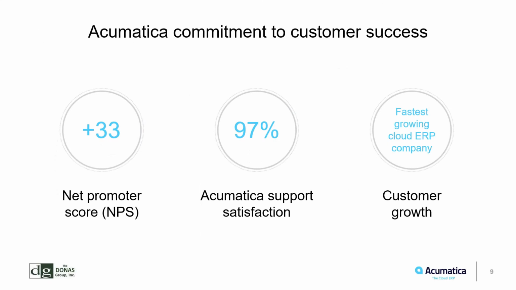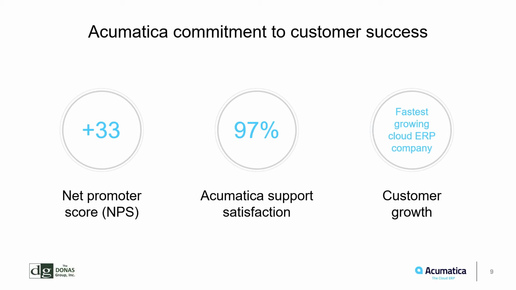Acumatica is committed to customer success. Acumatica's Net Promoter Score is quite commendable. The Net Promoter Score gauges the loyalty of a firm's customer relationships and ranges between -100 and +100. A positive 50 is considered excellent. Some other examples: Starbucks comes in at 45, Coca-Cola comes in at 8.